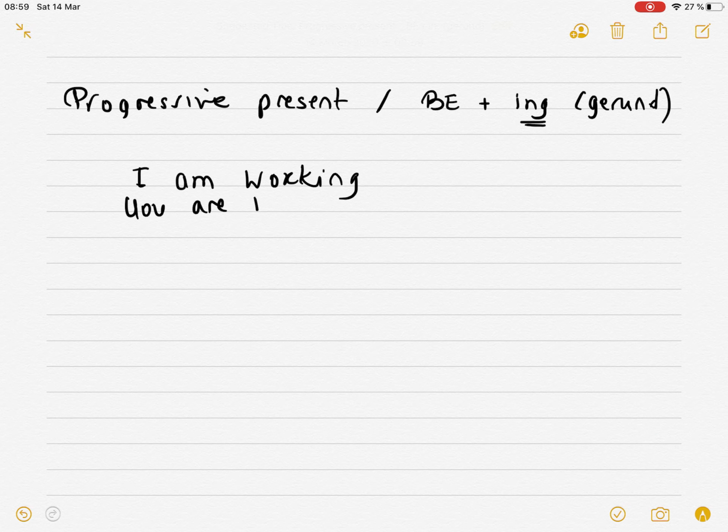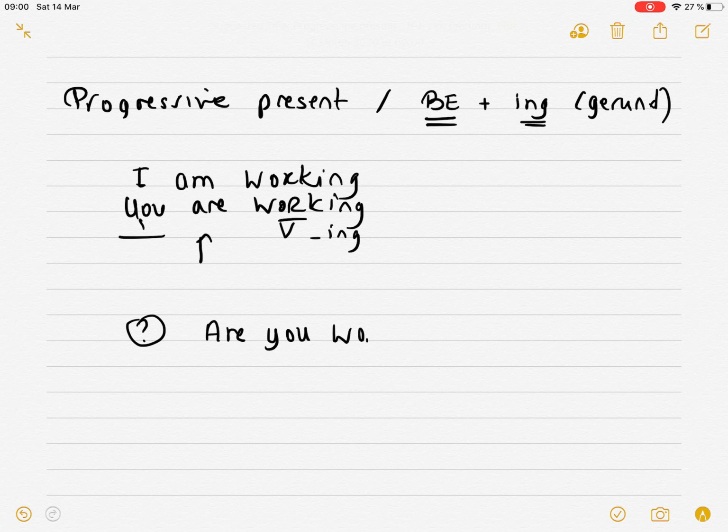You are working. So what is necessary is for you to conjugate this verb with your subject in this column, and you add your verb with ing by the end, and it works for all pronouns or all subjects. If you want to form a question, you would say, are you working? So try to always start from the original sentence.